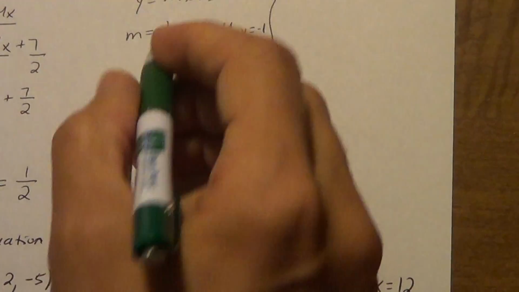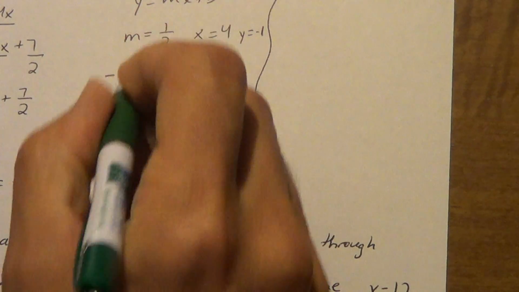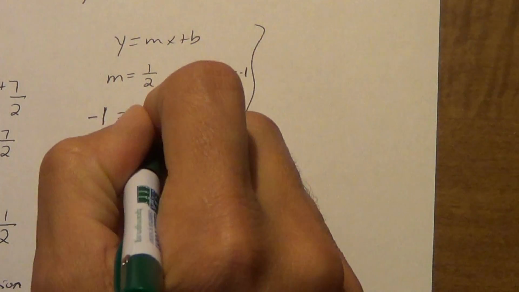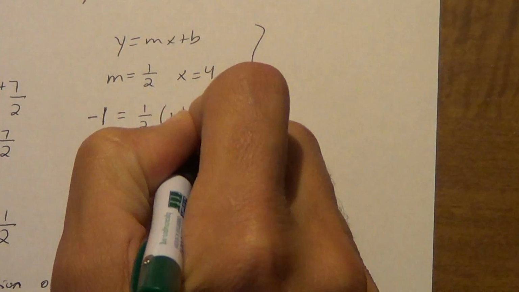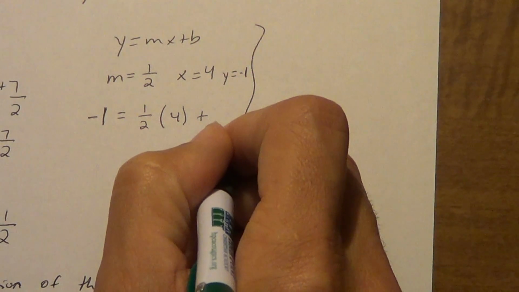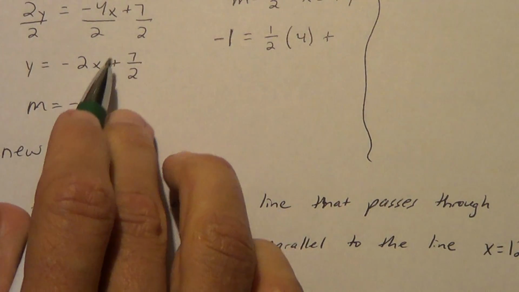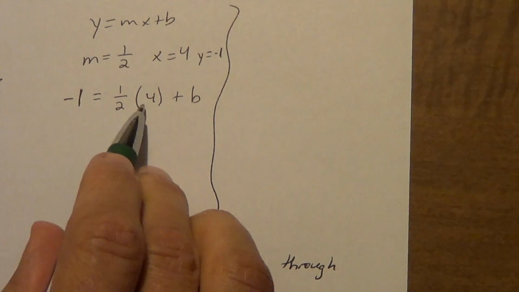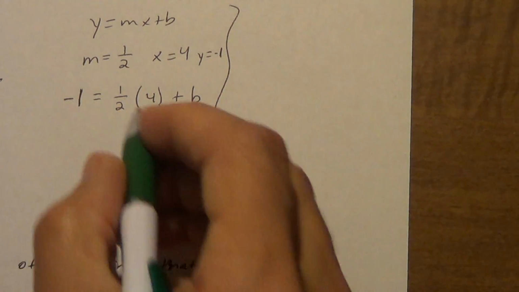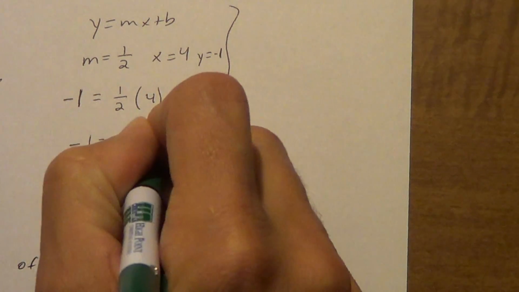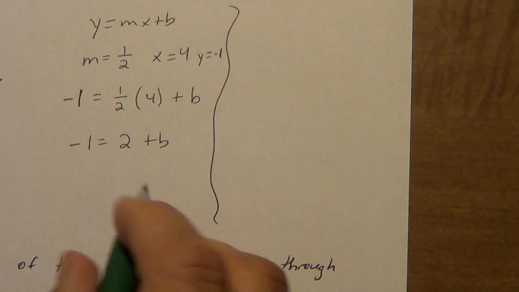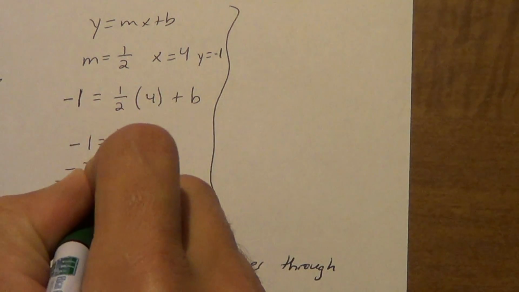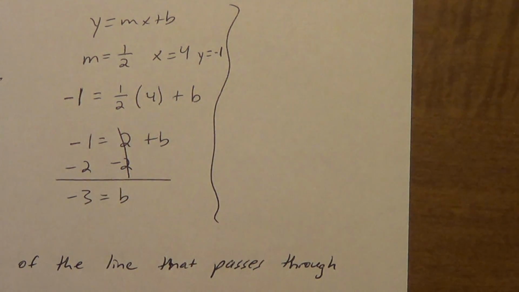So -1, that's my y, equals m, 1/2, times x plus, remember, b has absolutely nothing to do with the original b, so it's just b. What's 1/2 times 4? 1/2 times 4 is 2, so -1 equals 2 plus b. I need to subtract 2, that cancels, I subtract 2 here, I get -3 equals b.